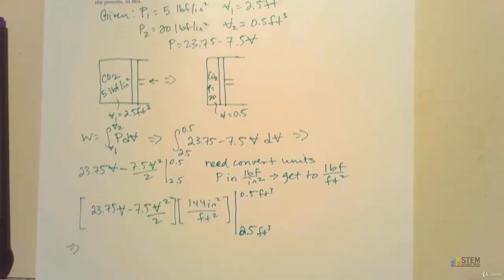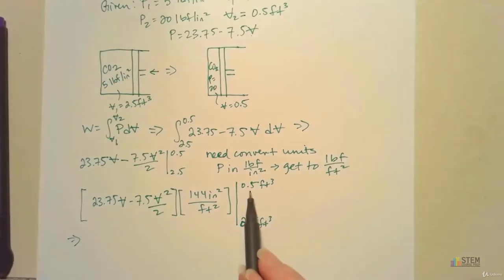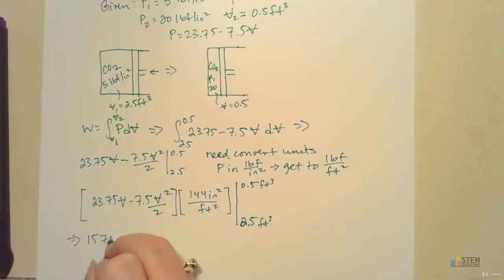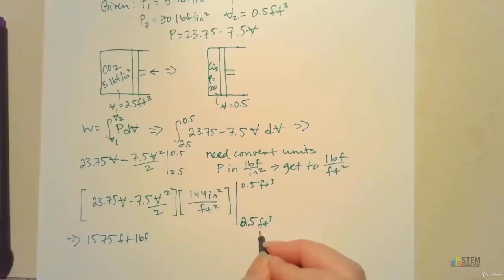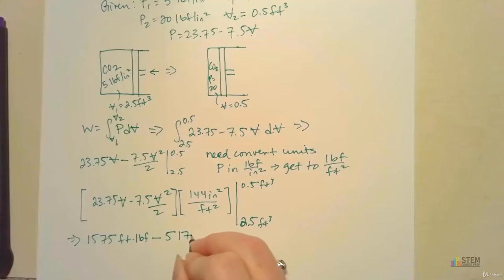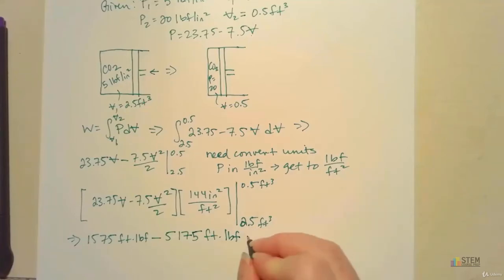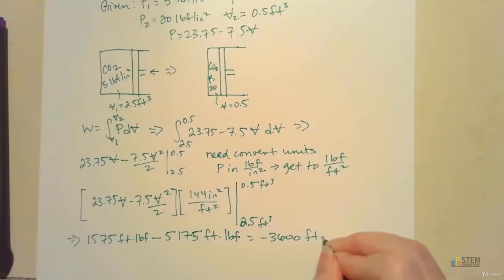All right, so now we just need to plug everything in. So if you plug in 0.5 into that expression, you get 1,575. Units will be pound force times foot. And then when you plug in 2.5, you'll get the negative 5175 foot pound force. Okay. When you subtract these two, you get negative 3,600 foot pound force.